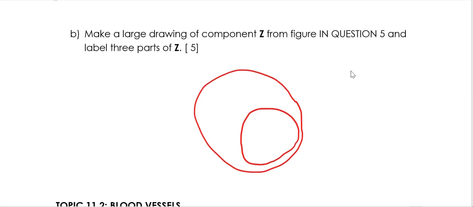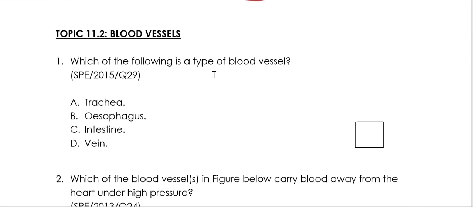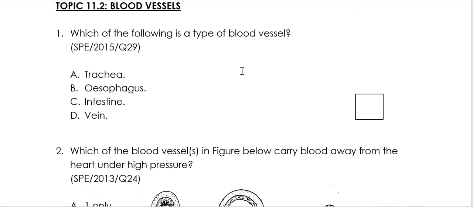And then all you have to do is use a ruler. I don't have a ruler here. Just draw a line right there, and then you label this one the cell membrane. And then here, ruler as well, you label that as the cytoplasm. And here, that's the nucleus. And that's all. Okay.